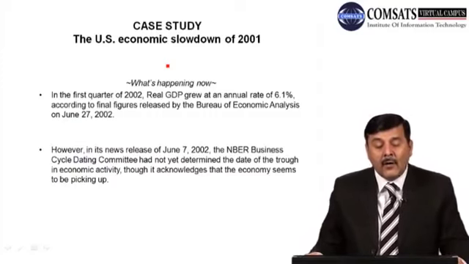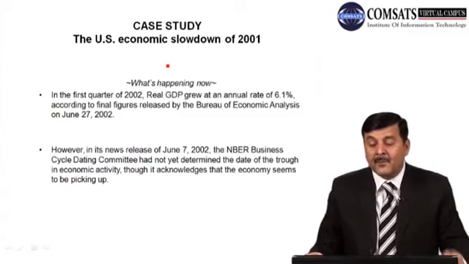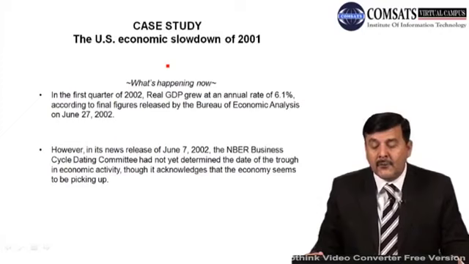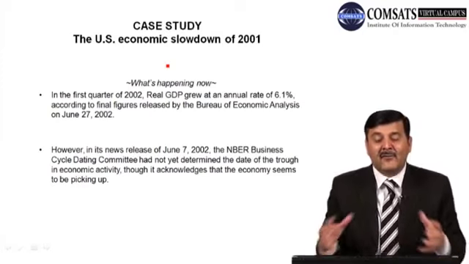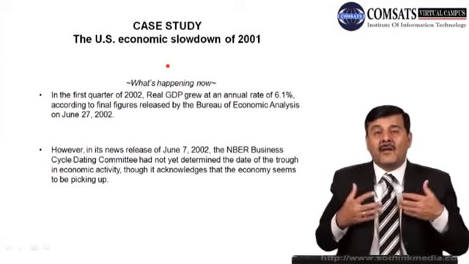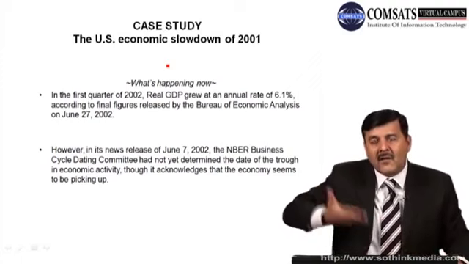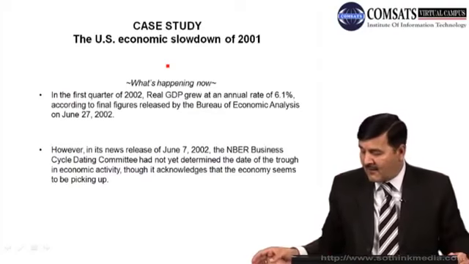And number two, however, in its news release of June 7, 2002, the NBER, National Bureau of Economic Research, Business Cycle Dating Committee had not yet determined the date of the trough in economic activity, though it acknowledged that the economy seems to be picking up, right? So what was the result of those policy actions कि आपकी उनकी जो US economy की GDP है वो उसमें इजाफा होना शुरू हो गया and it rose up to the 6.1% level.